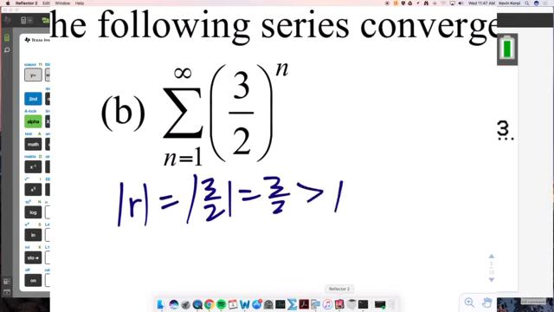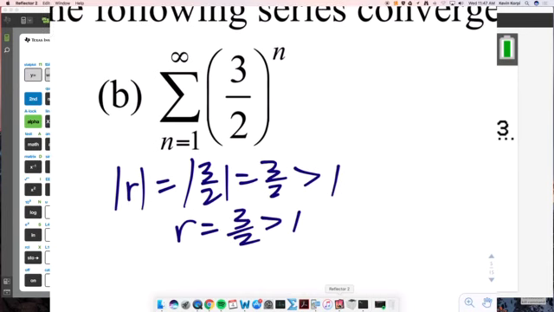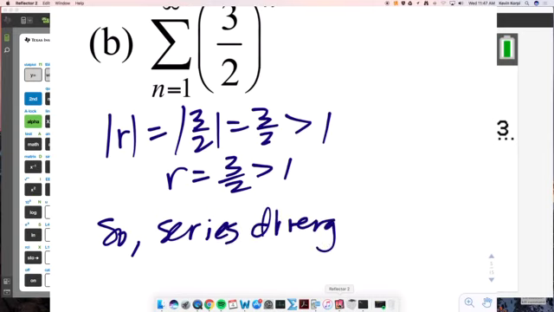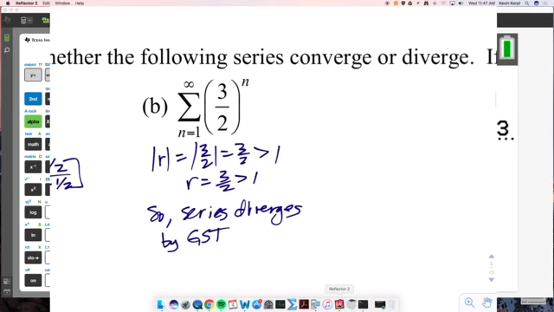Now, honestly, if you just said r equals 3/2, which is greater than 1, that would be sufficient as well. I just want you to get into the mindset that we can't have a negative value of r. And then so, the series does what? Diverges by the GST. You don't have to say to infinity, but because the base is positive, it does diverge to infinity. If it were a negative base, it would diverge to negative infinity.